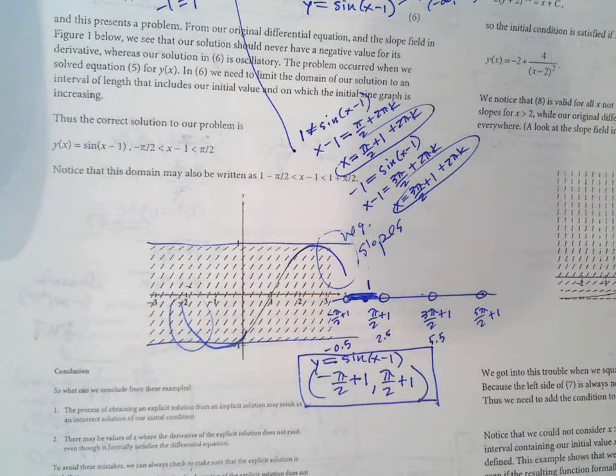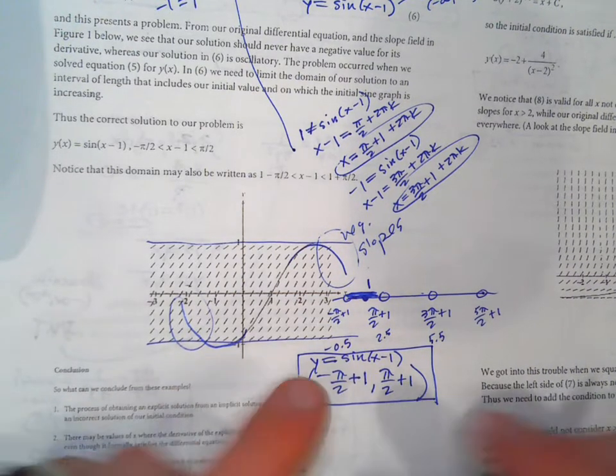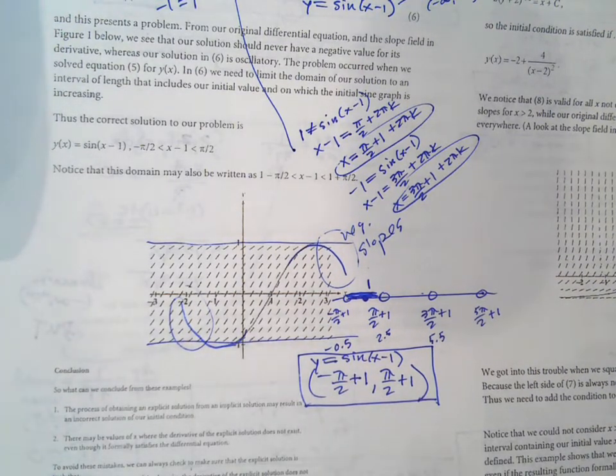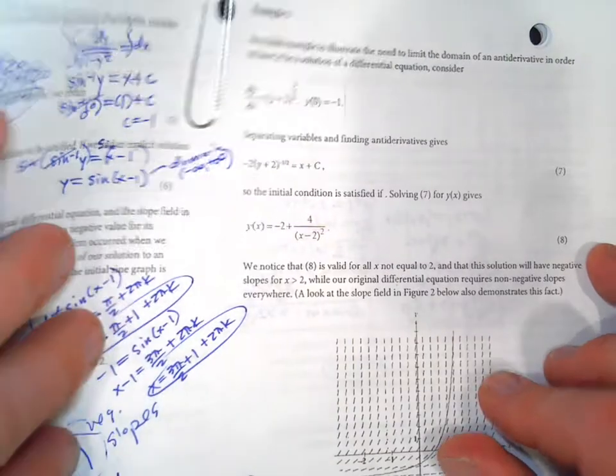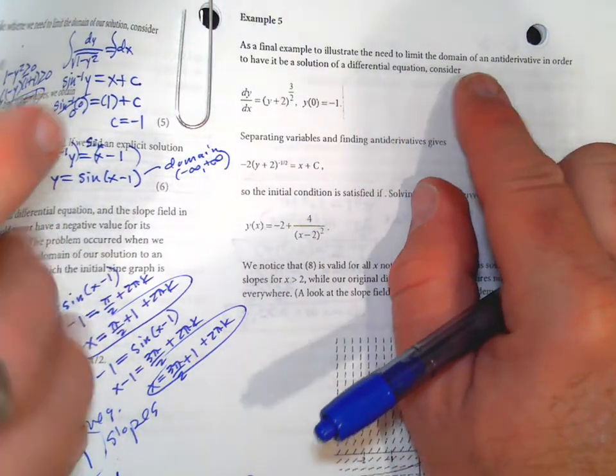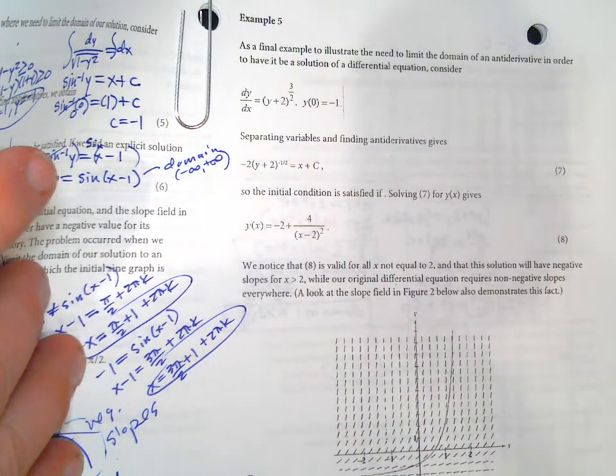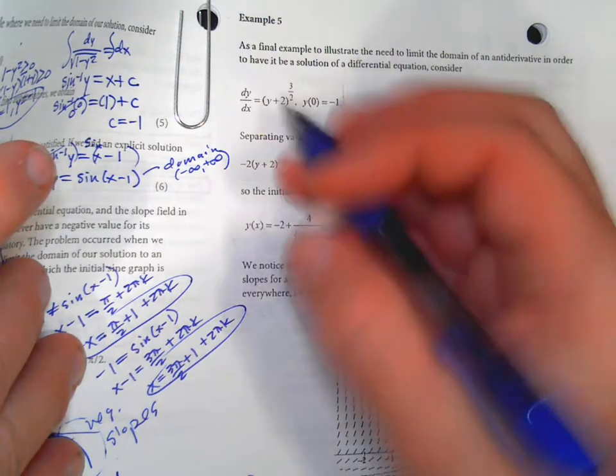We don't include these because derivatives are two-sided issues. So at the edges, we can't include them. Okay. Let's see. I guess we could look at one more here. This final example illustrates the need to limit the domain of the antiderivative in order to have a solution of a differential equation. So here's another one.